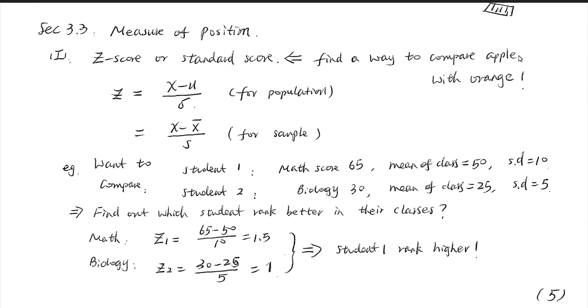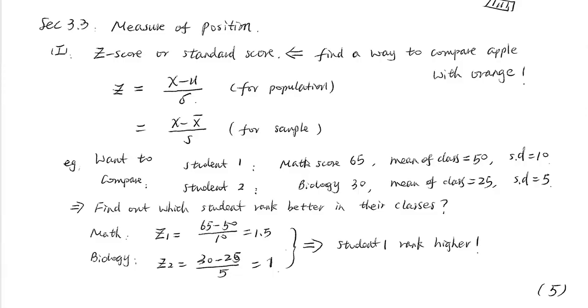This time you will see the situation we have is very unique, and actually, in reality, you see that. We have student 1 in a math class, who scored 65. The class average of that math class is 50. So we know that the student is better than the average. Another student is in a biology class.